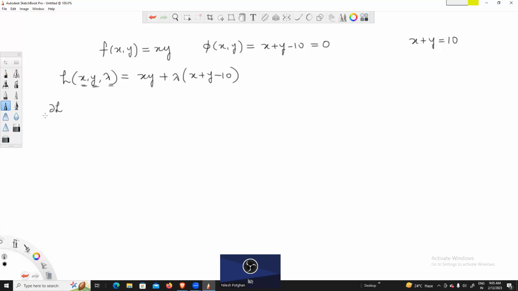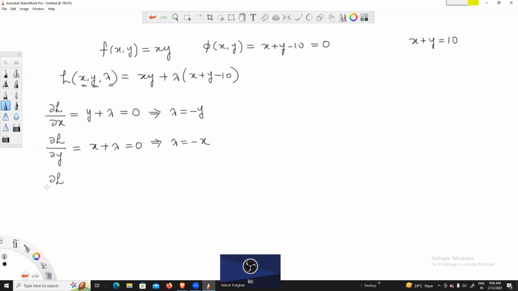So let me find del L over del x. From this I get y plus lambda. This is equal to 0 because I'm finding the critical points now. Again, del L over del y. If I differentiate this, I get x plus lambda equal to 0. So from this I get lambda equal to minus y. From this I get lambda equal to minus x.